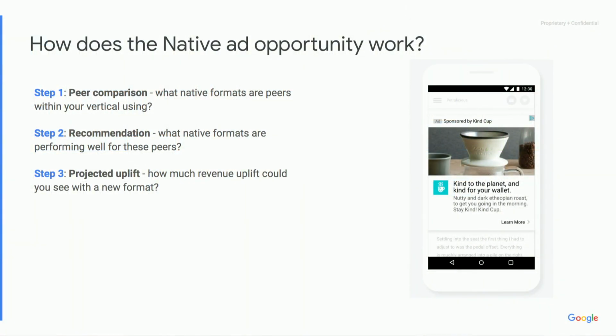In your Opportunities tab, you might see a recommendation to add native formats. This opportunity has been specifically recommended to you by Ad Manager based on our analyses. To determine whether to recommend this opportunity, Ad Manager first looks at other publisher networks in your vertical, such as entertainment, news, etc., and recommends native formats that are performing well to your peers. If we find a native format that might improve your revenue, we'll calculate projected lift metrics and suggest that you add the format to selected ad units that are already eligible for native Ad Exchange traffic.